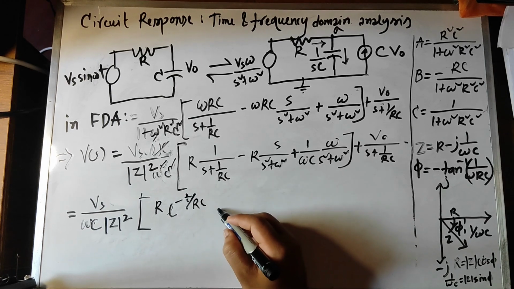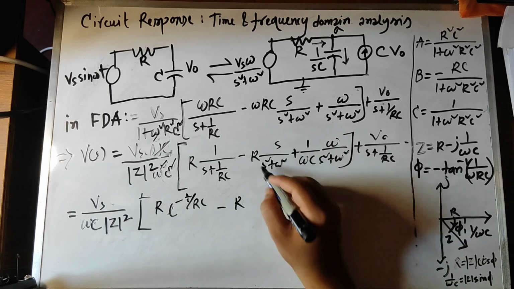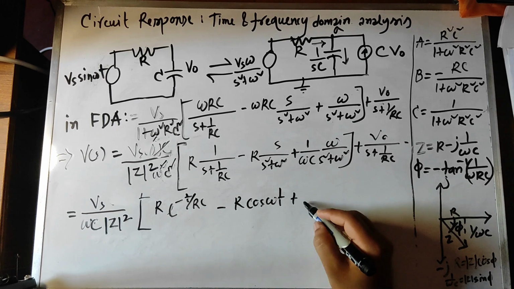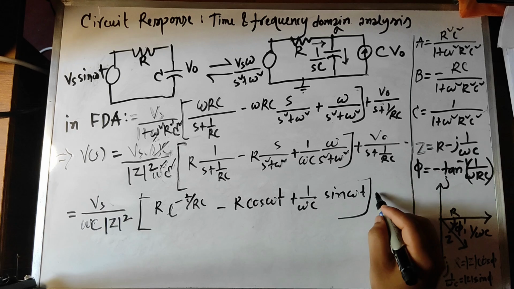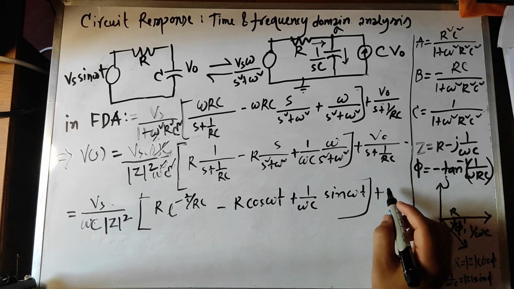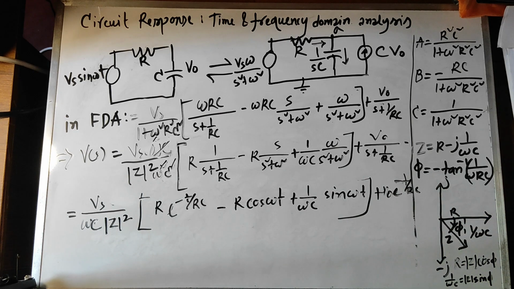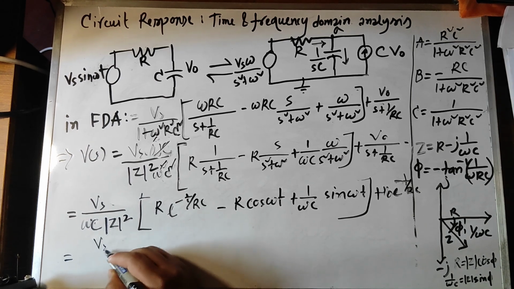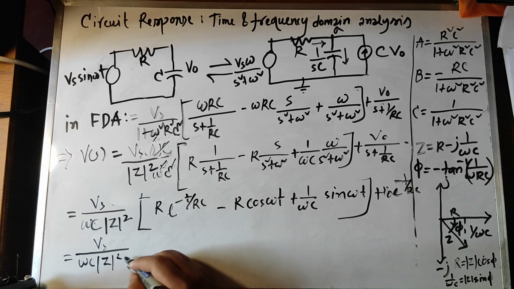minus r. This is cos omega t plus 1 by omega c sin omega t plus vo e to the power minus t by rc. So Vs by omega c z square.